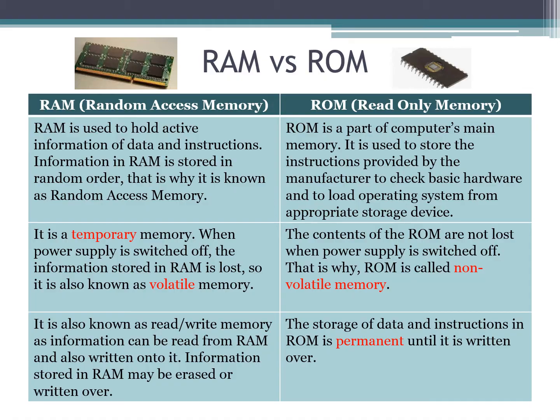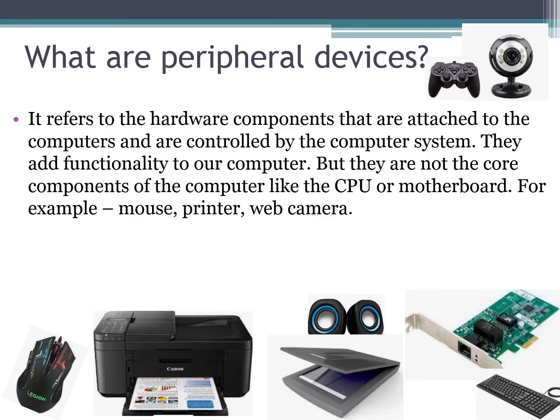Now the next one is peripheral devices. Peripheral devices are basically those hardware components that are attached to our computer and are controlled by the computer. Now they add a functionality to our computer. For example, a keyboard, a mouse. Now they are an add-on to our computer. They are not the core components. The core components are CPU or the motherboard. But the other devices like a printer, you don't require a printer all the time. So that is a peripheral device that is connected.